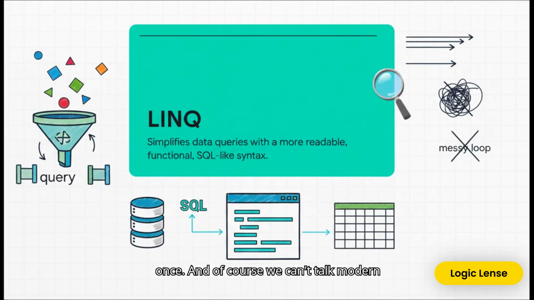And of course, we can't talk modern C# without bringing up LINQ. It completely changed the game for working with data. But there's a classic interview gotcha with LINQ, and it's called deferred execution. See that query on the screen? It doesn't actually run right away. Nothing happens until you try to use the results, like calling .ToList or looping through it. Knowing this is so important for performance.